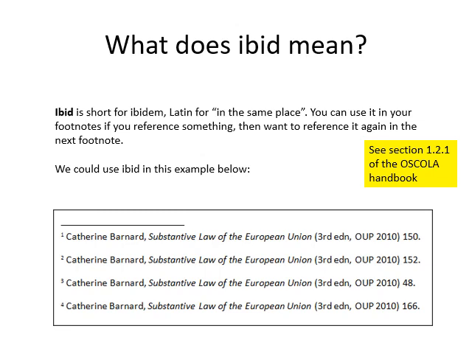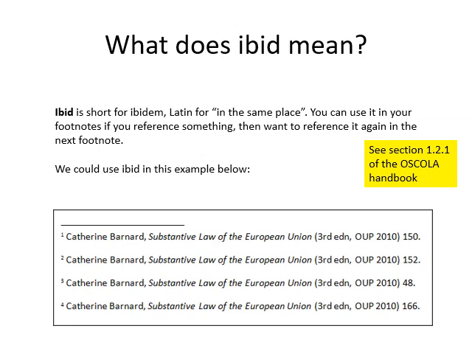Ibid means in the same place. You can use it if you reference something and then want to reference the same source again in the next footnote. Note how I said you can use it. You don't have to. It's fine to just repeat the same information in consecutive footnotes. Your work will still be OSCOLA compliant if you choose not to use it. But using ibid can make your footnotes look a little tidier.